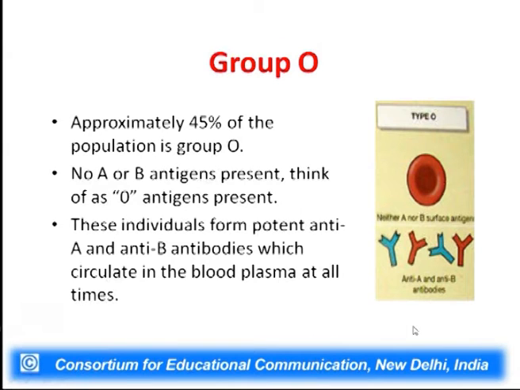So if I look at blood group O, approximately 45% of the population is group O. No antigens for A or B are present. So this is called a negative. O means there are no antigens present on the RBC, so no antibodies.